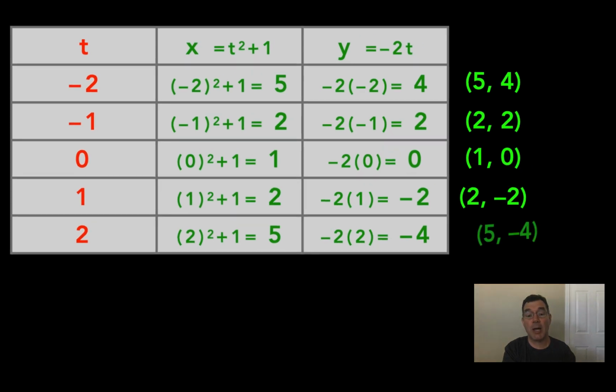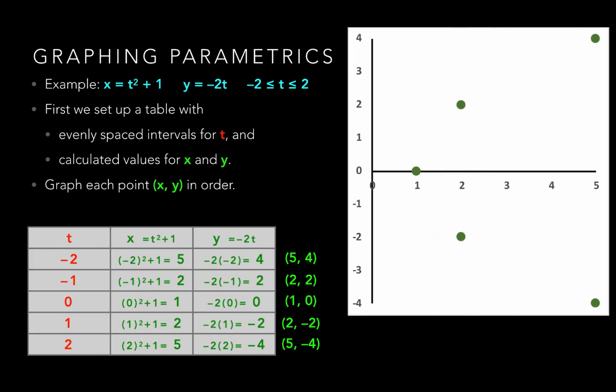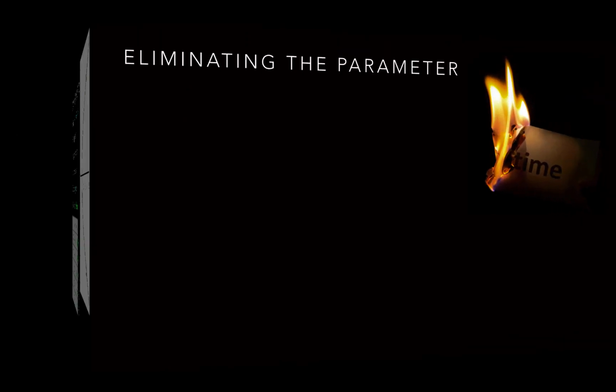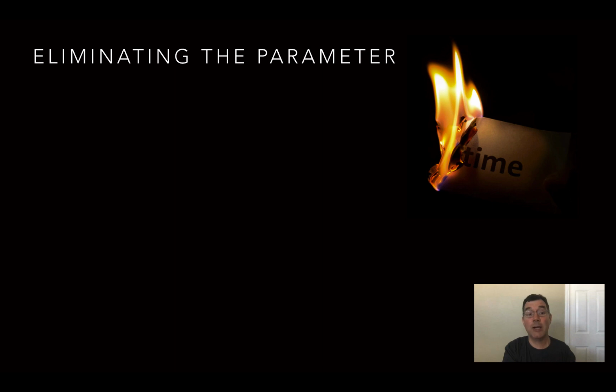Once I've finished plotting those points on the graph, I can join them with a curve, but I have to join the points in the order that they appear in the table, and then I will also draw arrowheads on the curve so that you can see the direction of the particle as it's moving along that curve.